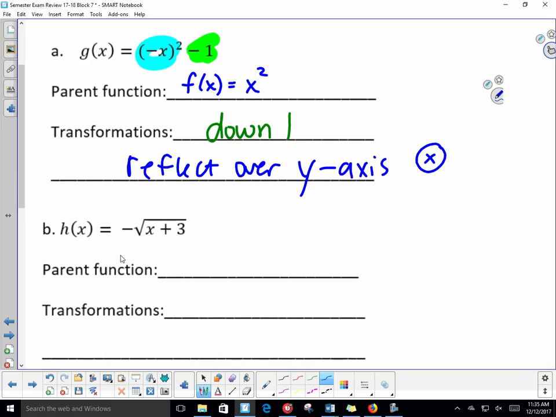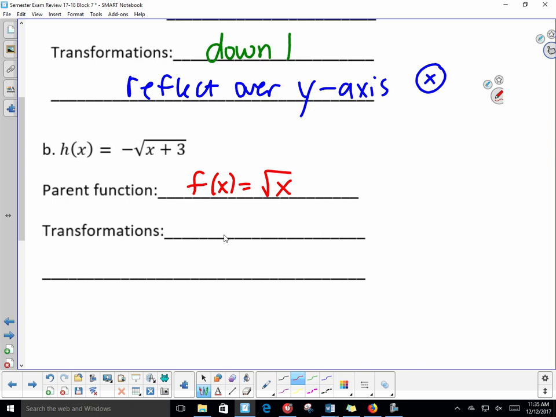Let's take a look at B. So to help us out with B, Nick, we're coming over to you. What's our parent function for this one? f(x) = square root of x. Good. And again, in this one, Nick, you have 2 transformations to help us out with. What do you want to say the first one is? Reflection across the x-axis.